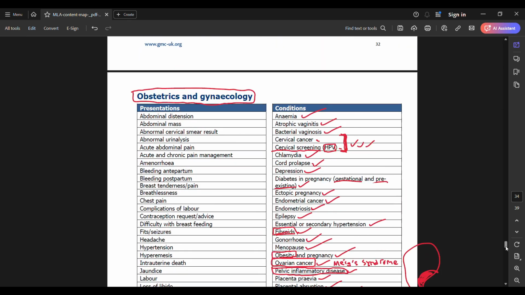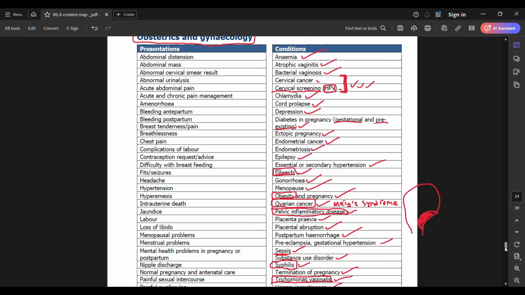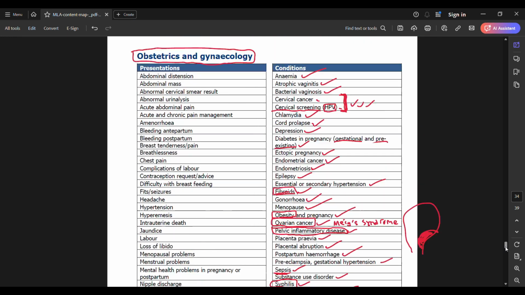So, yeah, do obs and gynae really well, do all these presentations really well, and you could be tested on any one of these things, and you can be sure at least something is going to show up in your exams.